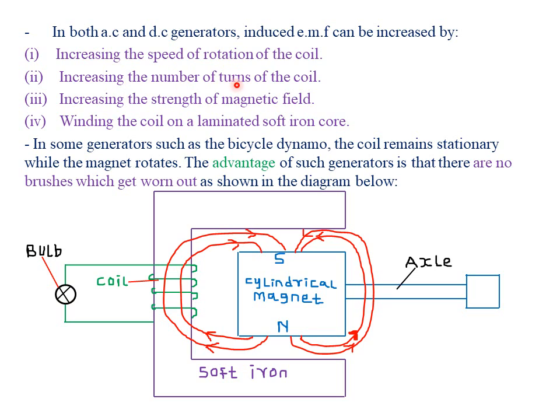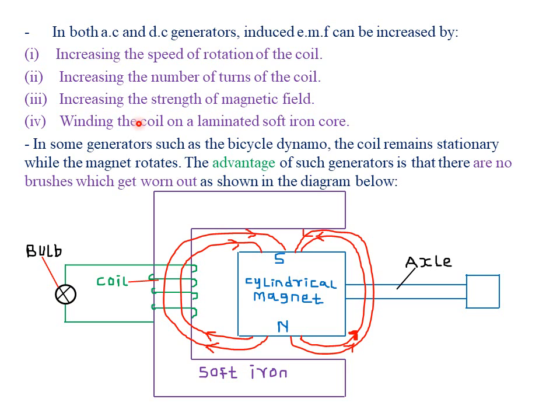The second way is by increasing the number of turns of the coil. Of course, the more the number of turns of the coil that get in contact with the magnetic field lines, the more the EMF induced. Then the third way is by increasing the strength of the magnetic field, or simply by using a stronger magnet.